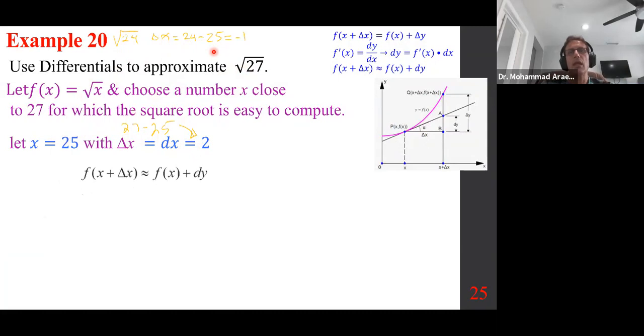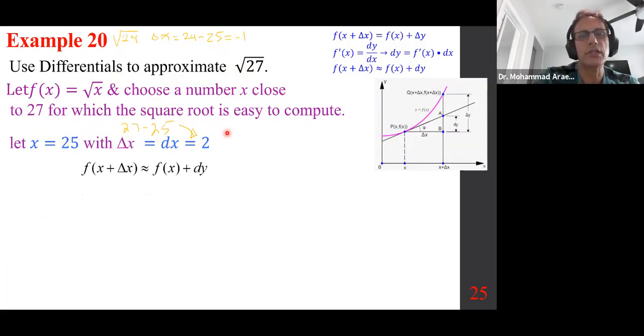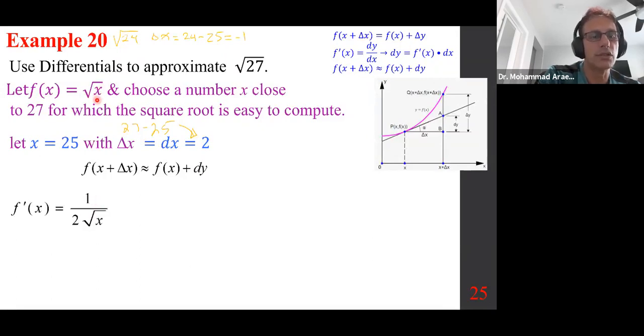So f of x plus delta x is f of x plus delta y. Delta y is approximated by the dy. Remember, this is exact. This is an approximation. So f of x is square root of x. We know by now f prime of x is 1 over 2 square root of x. We've done it many times, or just write square root of x equals x to the power of 1/2. You want to differentiate that, you get 1/2 x to the power of 1/2 minus 1, or negative 1/2, which is 1 over 2 square root of x.